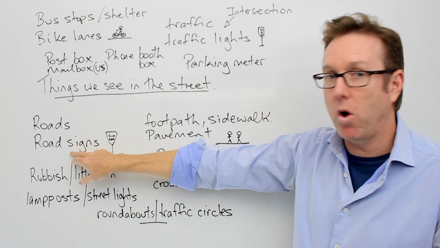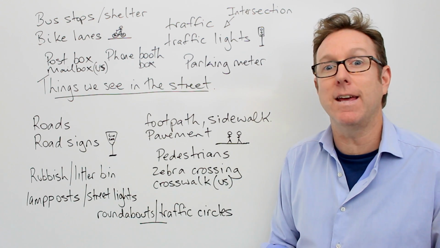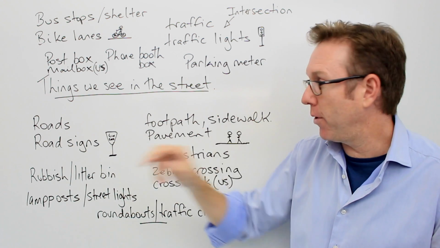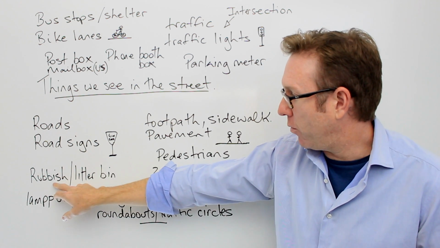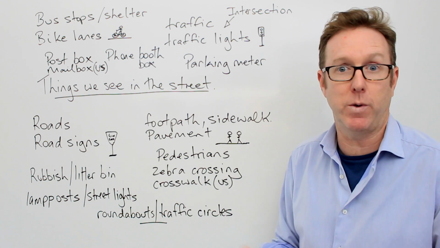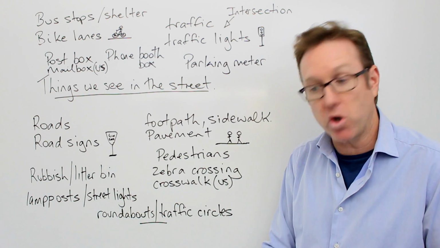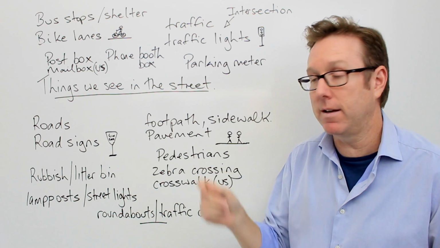Now, obviously, when we go into the street, we're also going to see roads, okay? And we're going to see road signs. This is a road sign saying give way or stop. So road or road signs. We're also going to see rubbish bins or litter bins where we put our rubbish because we don't want to leave the rubbish on the street. We don't want to leave the litter. We don't want to litter.